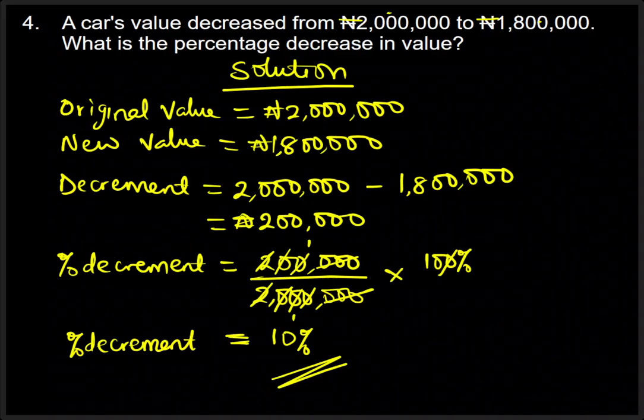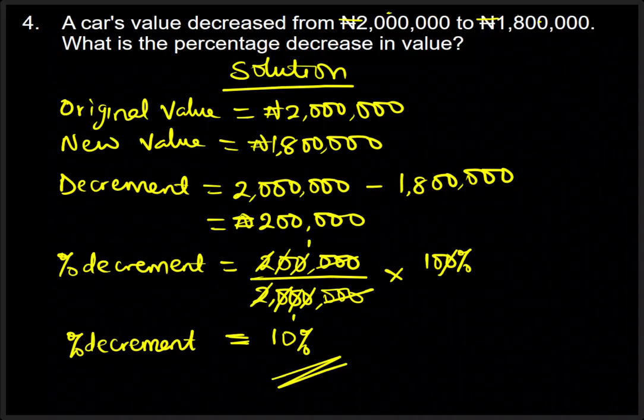How do we get that decrease? Original value minus the new value. Since the original value is bigger than the new value, that means there's a decrease. So from the decrease, you now apply the formula to change the decrease to percentage decrease. All right, so we now have our percentage decrement to be 10%.